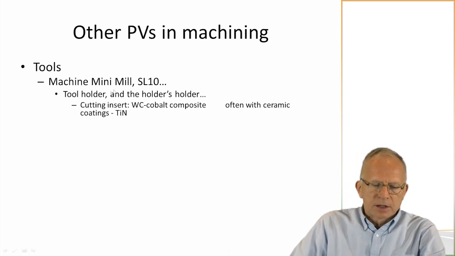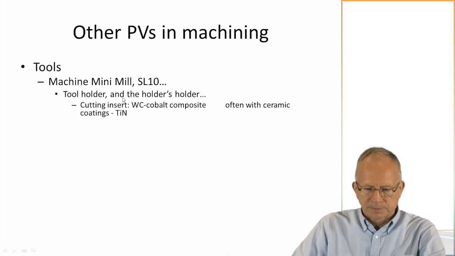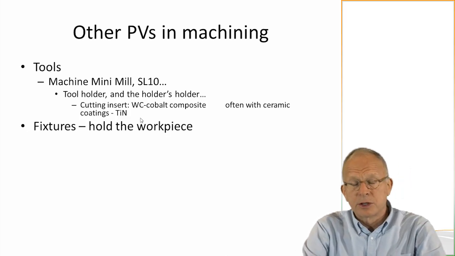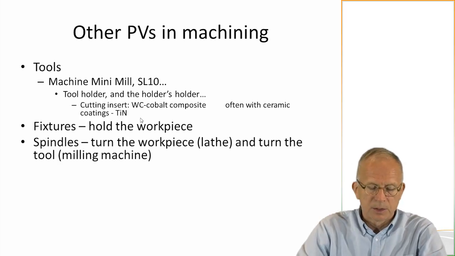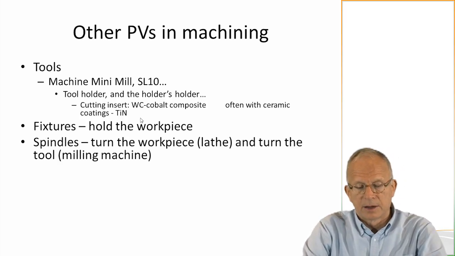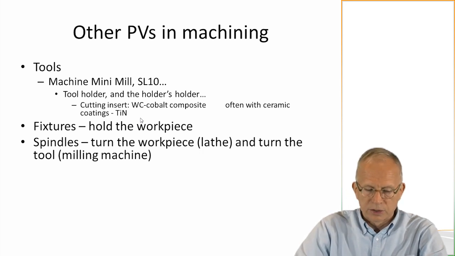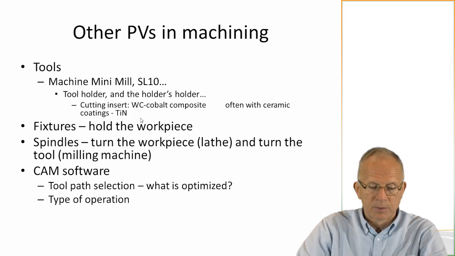So other PVs, the highest level we're choosing, is it milling or turning and what kind of milling machine. For example, a mini mill or an SL10, which are machines that we have in our lab. And then we've got the tool holder and the holder's holder and the cutting tool insert, often with ceramic coatings. Fixtures that are holding the workpiece, this can be important. The spindles that turn the workpiece in the lathe or the tool in the milling machine, those can also have an impact.